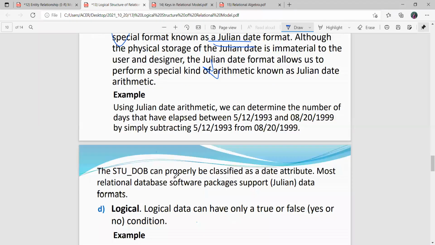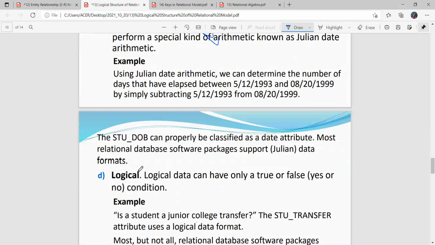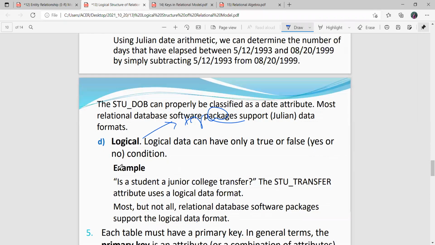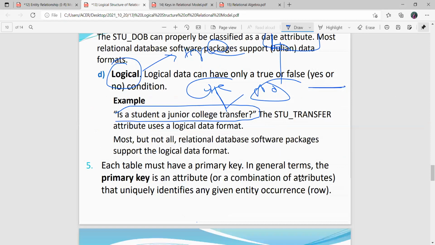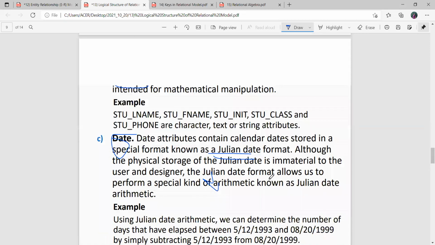Then there is another data type, the logical data type. It can have two values, true or false, or yes or no. As an example, whether a student is a junior college transfer is definitely yes or no. So we can use yes or no to store the data as a logical data type in the database.